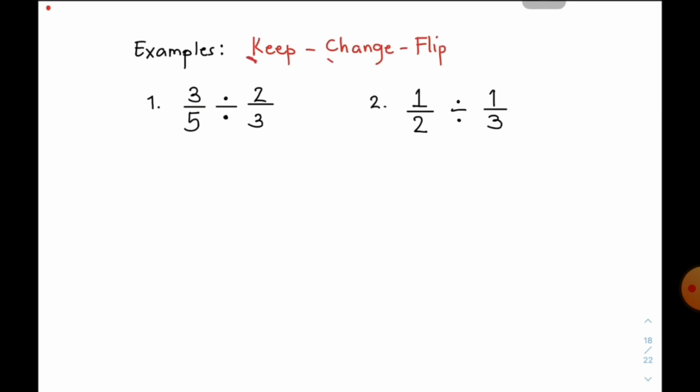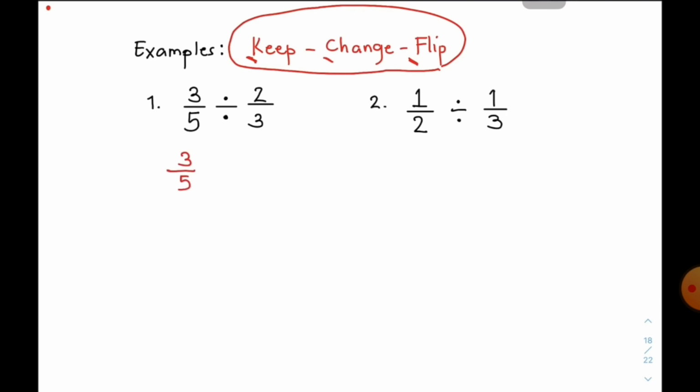For dividing fraction, we have this pattern, keep, change, and flip. What does it mean? So we keep the first fraction, change the operation from division to multiplication, then flip, or we get the reciprocal of the second and the third or more fractions. Okay? Let's try some of the examples here.